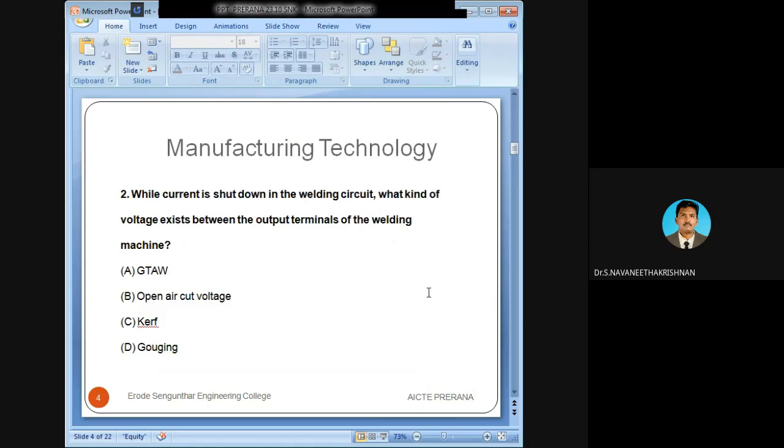The next question is, while current is shut down in the welding circuit, what kind of voltage exists between the output terminals of the welding machine? Once again, I repeat: while current is shut down in the welding circuit, what kind of voltage exists between the output terminals of the welding machine?